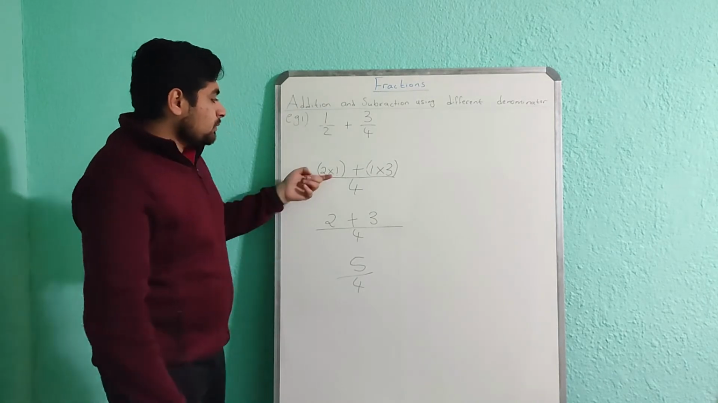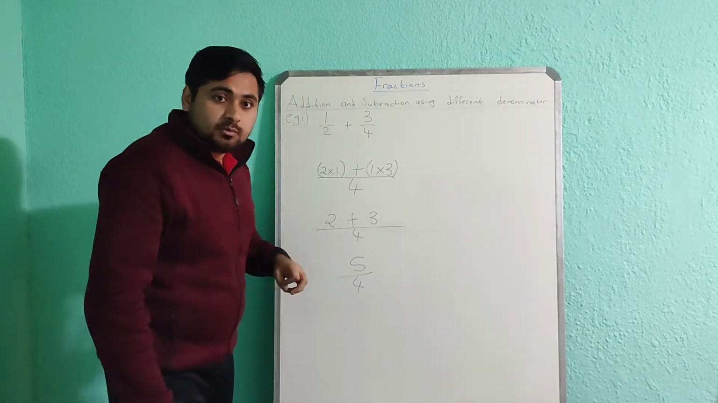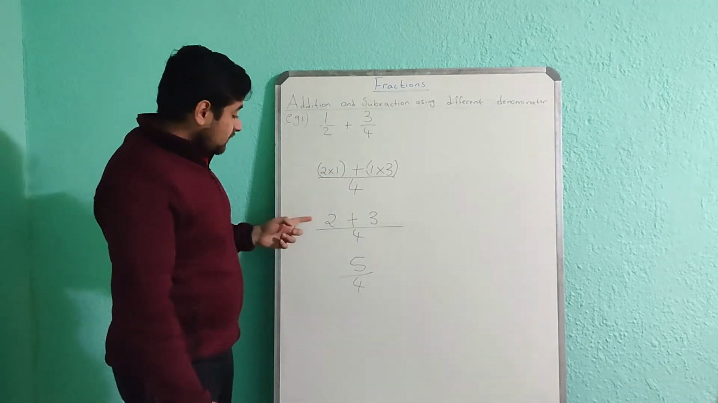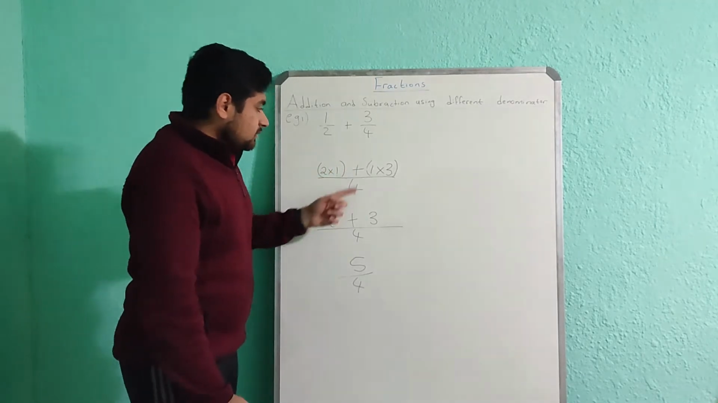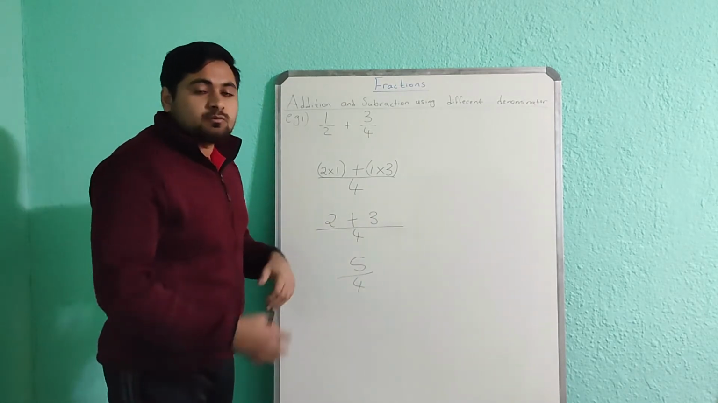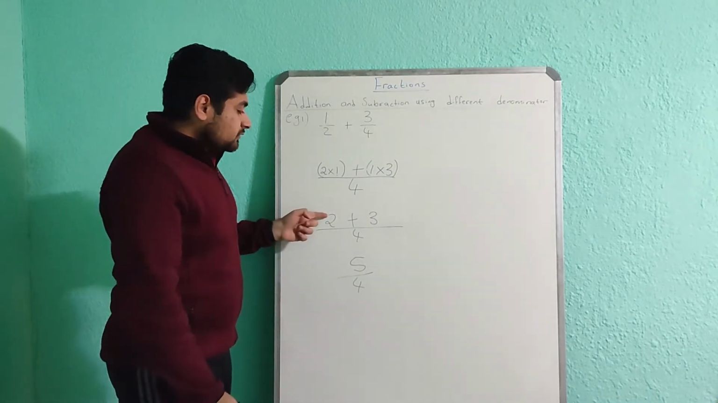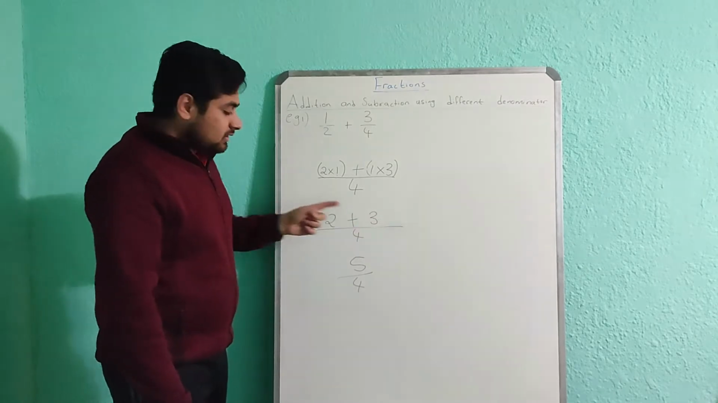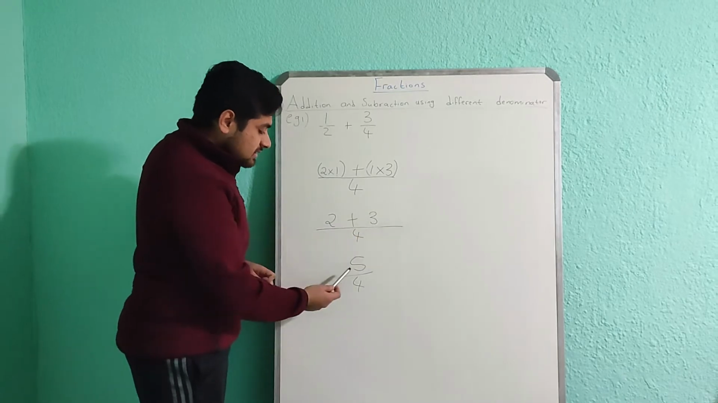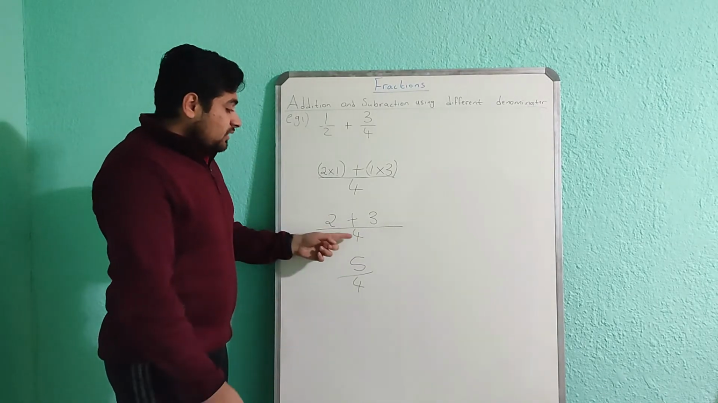Now what do we do? We perform calculation on the numerator. So we multiply in the bracket. So what is 2 times 1? 2 plus what is 1 times 3? 3. Then here we got the normal fraction, right? As we did in the previous ones also. So we have 2 plus 3 as the numerator over 4 as the denominator. Now we simply add, 2 plus 3 is 5 over 4.